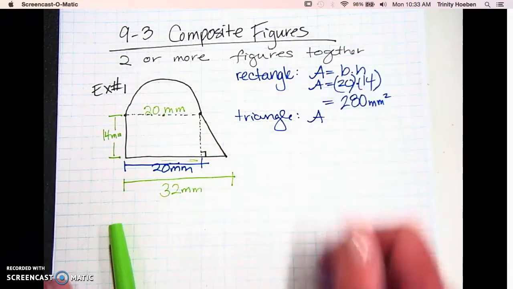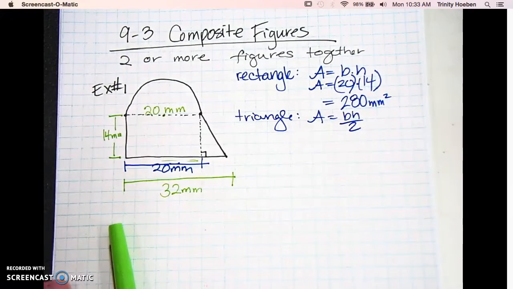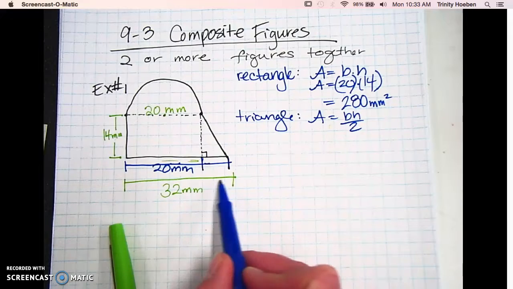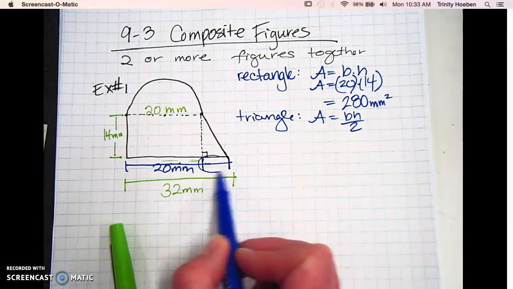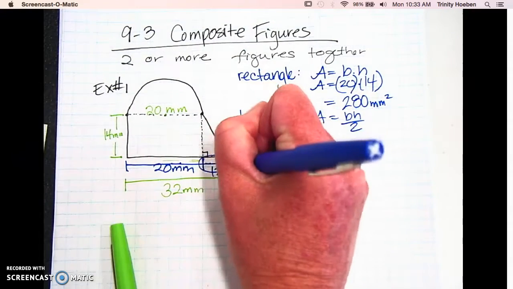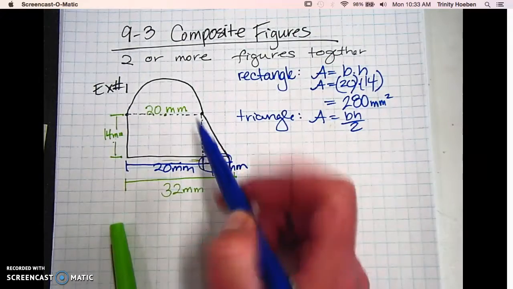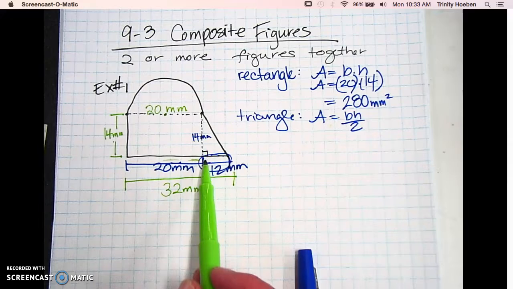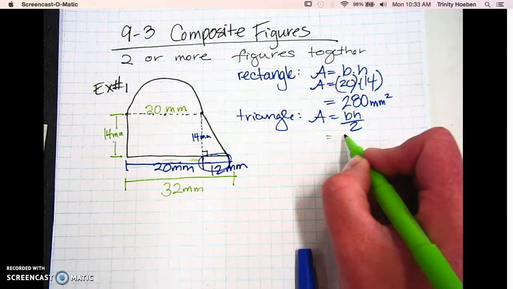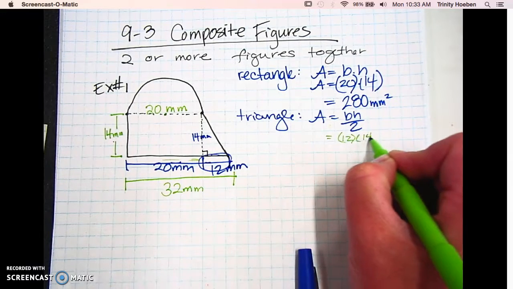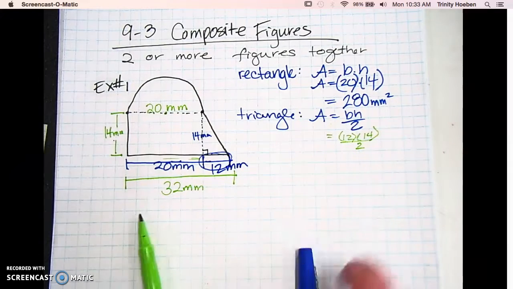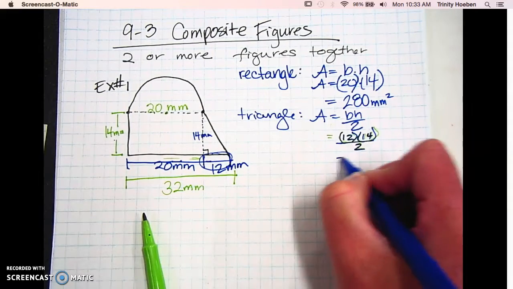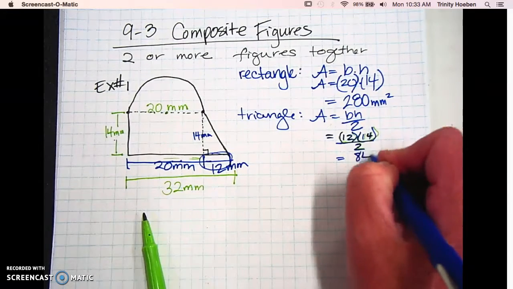Triangle formula, right off your formula sheet, is going to be base times height divided by 2. And this is the one we need to calculate from here to here. So if the whole thing is 32 and from here to here is 20, that makes this much in here how much? 12. So that's 12 millimeters. If the height over here is 14, that means the height over here is also 14 millimeters. So this is a right triangle, which means that the height is right on the side. So we're just going to plug those two numbers in, and we're going to have 12 times 14, then we're going to divide it by 2, or you can use 1/2, 0.5, just depending on how you prefer to do it on the calculator. And I got 84 millimeters squared.